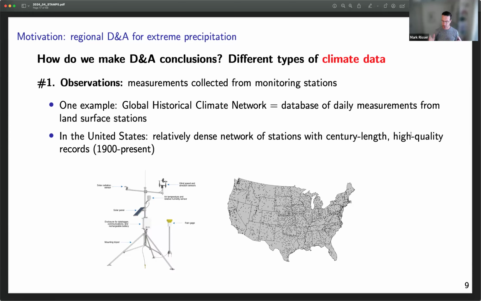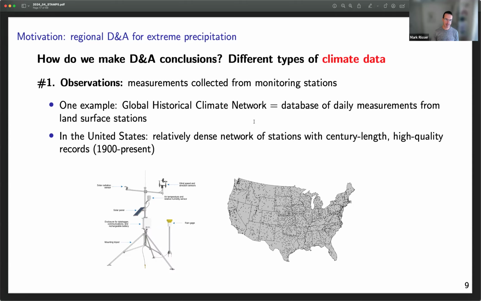Globally, or even locally here in the U.S., there are quite a few monitoring networks out there. One that I use quite a bit that's really nice is the Global Historical Climatology Network. This is an open source database that has daily measurements from land surface stations from all over the world. Quite a few records are included in that database. I'm going to focus on the United States, because we wanted to look at these more local, regional scales relative to global.